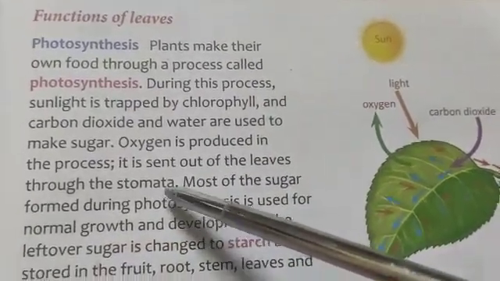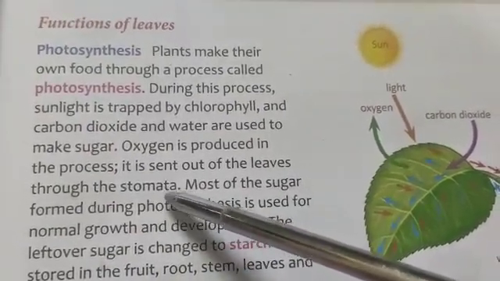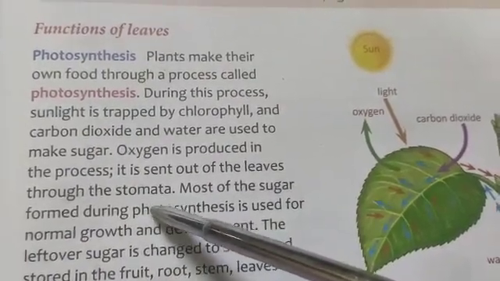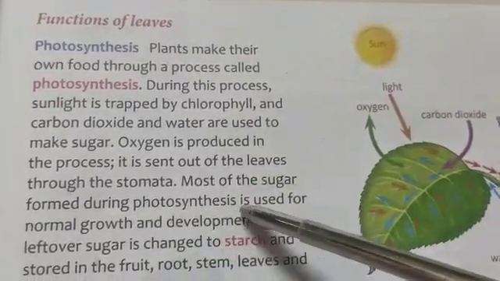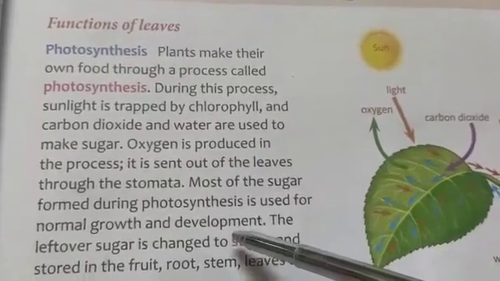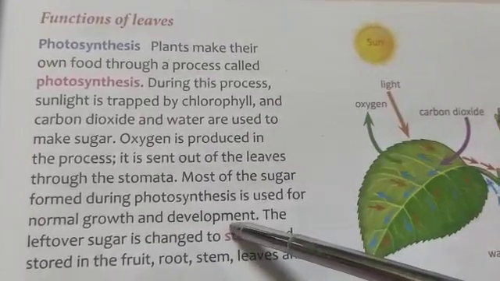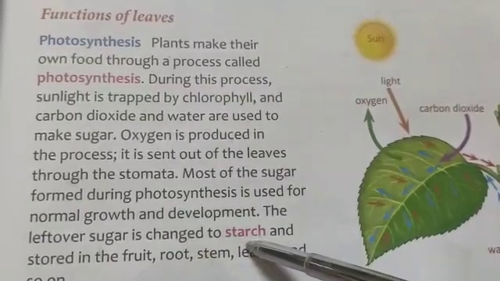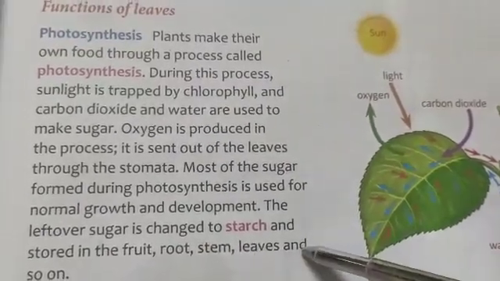So, what are the stomata? The small openings of the leaves on their underside. So, when oxygen is produced, it is sent out of the leaf through the stomata. Most of the sugar formed during photosynthesis is used for normal growth and development. The plant uses its own food for its own growth and development. The leftover sugar is changed to starch and stored in the fruit, root, stem, leaves and so on.